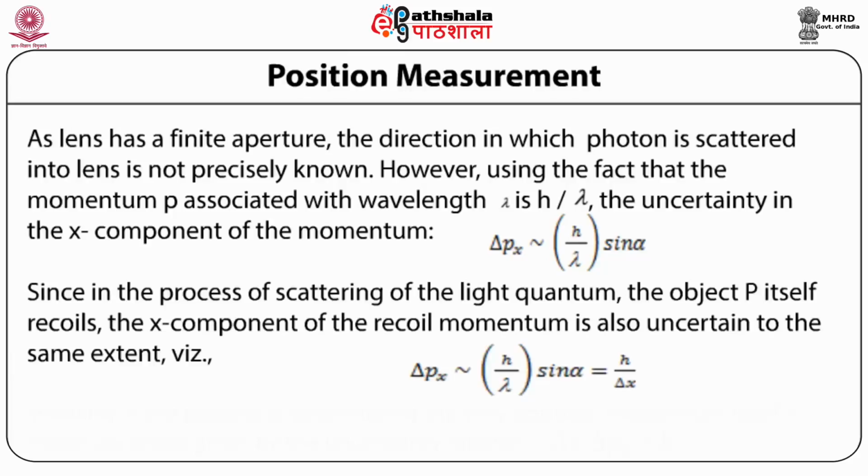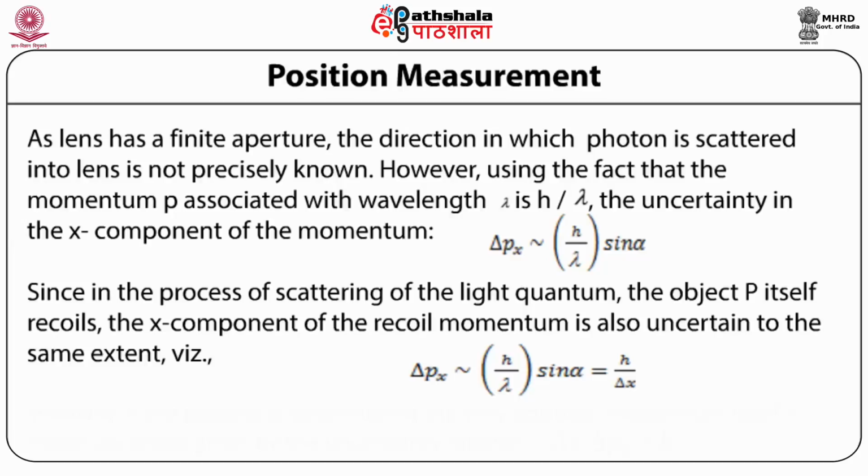Since in the process of scattering of the light quantum, the object P itself recoils, which means that the moment the light quanta hits the particle and imparts a momentum which is of the order of h by lambda or h by lambda sine alpha, then this momentum gives a recoil to the particle, and as a result, the particle starts moving or gets disturbed. So, the x component of the recoil momentum is also uncertain to the same extent.